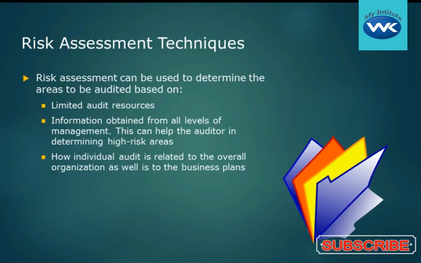Now, risk assessment can be used to determine the areas to be audited, and we can base that on a lot of information, like, number one, do we have limited audit resources? If we do, then certainly that's where we can determine what areas we are going to be able to do these risk assessments on. We can look at the information obtained from all levels of management, and that can help us in determining where the high-risk areas are. Again, back to priorities. What should we look at first?